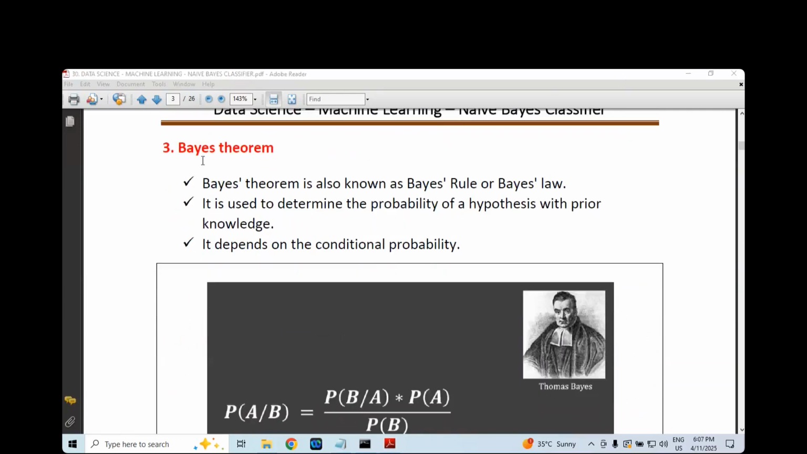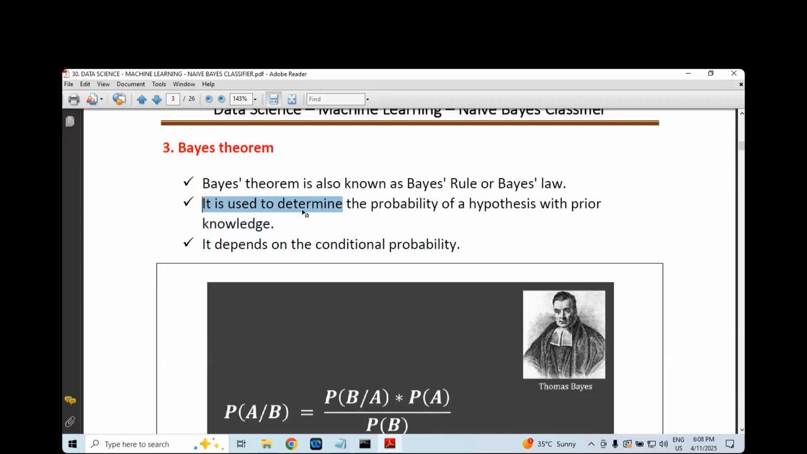Now, Bayes theorem. Bayes theorem is also known as Bayes rule or Bayes law. Bayes or bias, anything you can say, up to you. It is used to determine the probability of a hypothesis with prior knowledge. I understand you didn't understand. I will explain slowly.